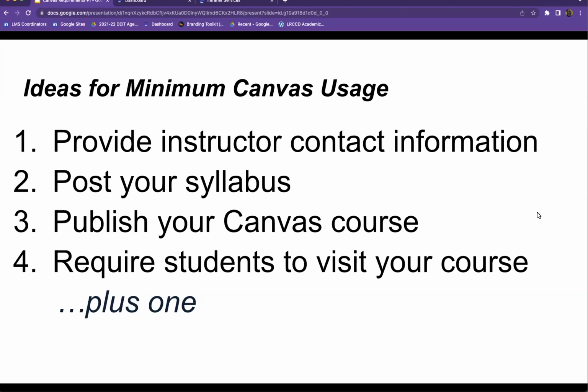So in our contract now, we have a requirement to use Canvas, and there are 4 things that we have to do. I'm going to show you how to do each of those 4 things, and then I'm going to add a +1, which is something I think can really benefit our students. And if we're using Canvas already, we can do that. Again, this is a requirement for all of our classes, both in person and online. The mode of instruction doesn't matter.